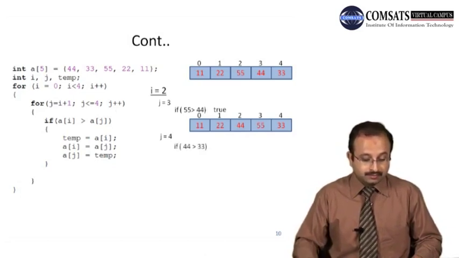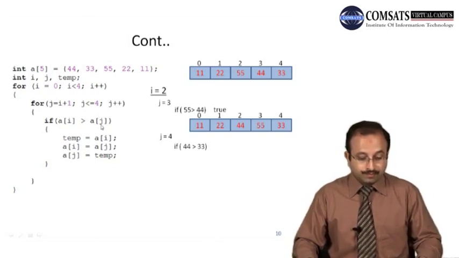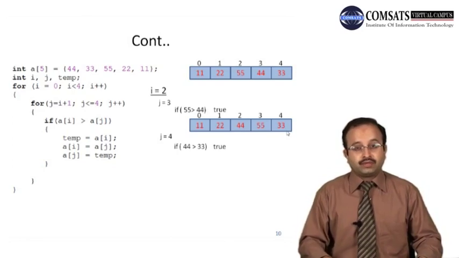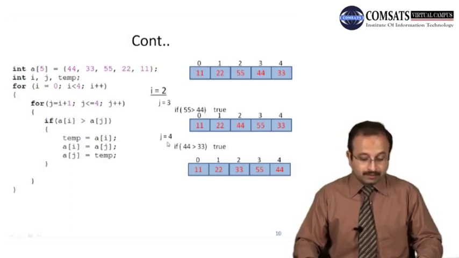Now the comparison is A of 2, that is 44, is greater than A of j, which is actually A of 4. So A of 4 is 33 and A of 2 is 44. So 44 is greater than 33, the condition is true, and it will swap the element at second index and the fourth index element, and when these two elements are swapped, the array will look like this. Now the value of j becomes 5 and the condition is false.